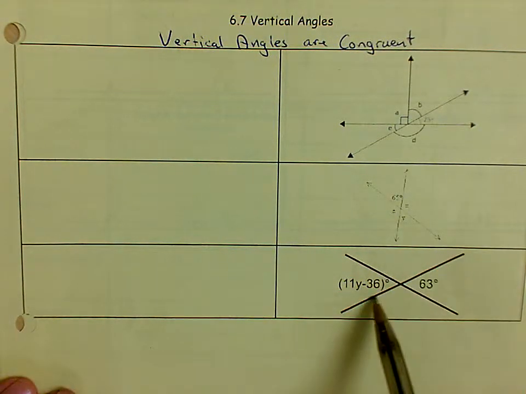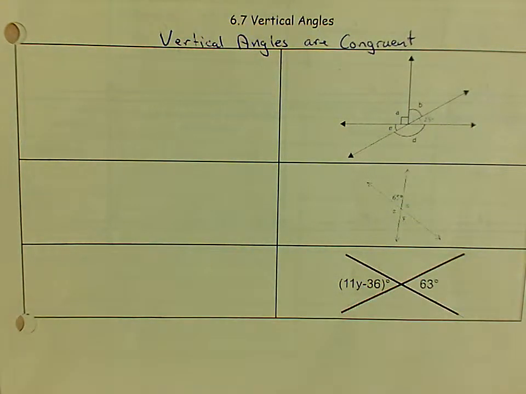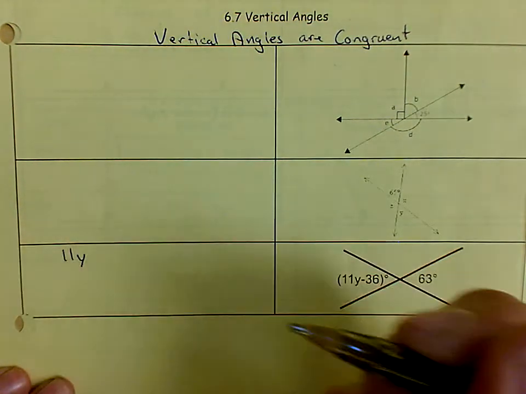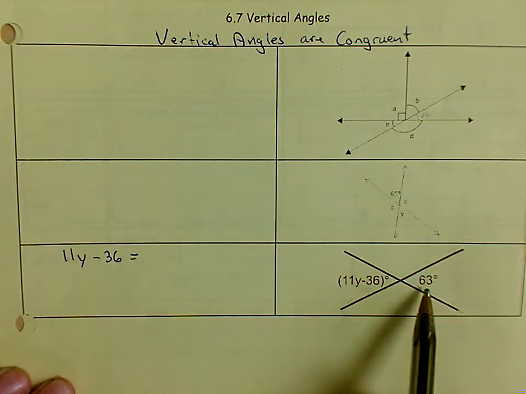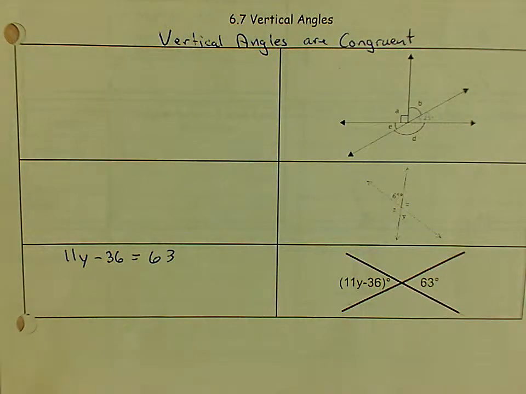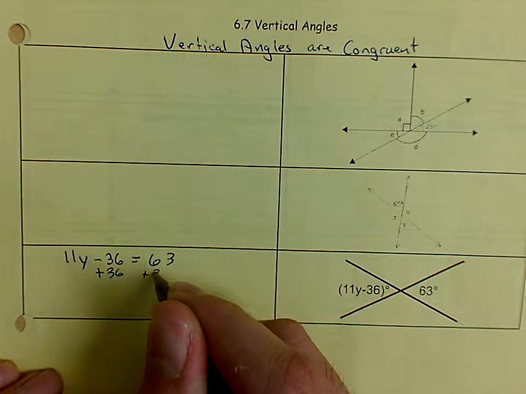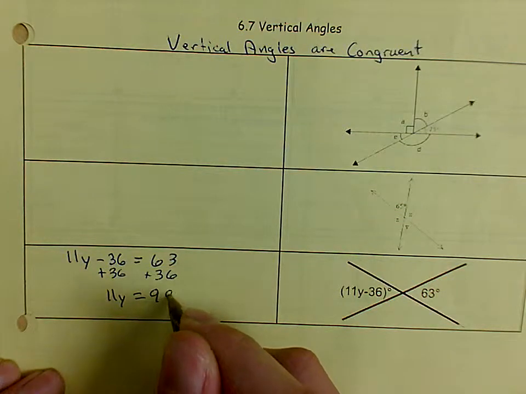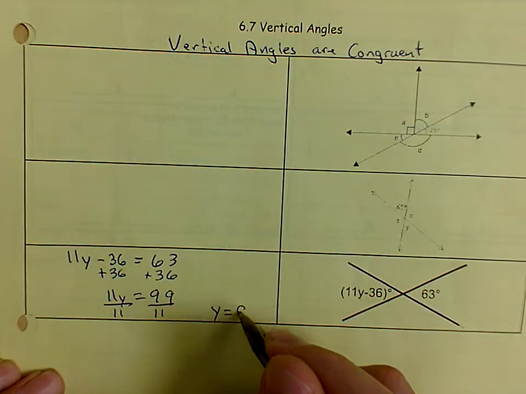So we've got two lines that intersect, and so the vertical angles are equal. So I can set up an equation saying that those two things are equal. So 11y minus 36 is going to equal, so this side is going to equal that side, 63. And then solving for y is pretty easy. So I'm going to add 36 and get 11y is equal to 99, divide by 11, and I get y equals 9.